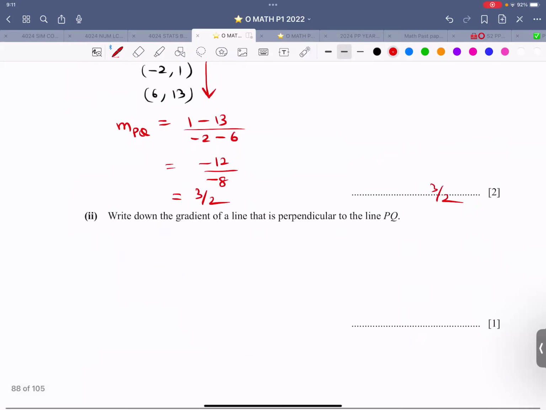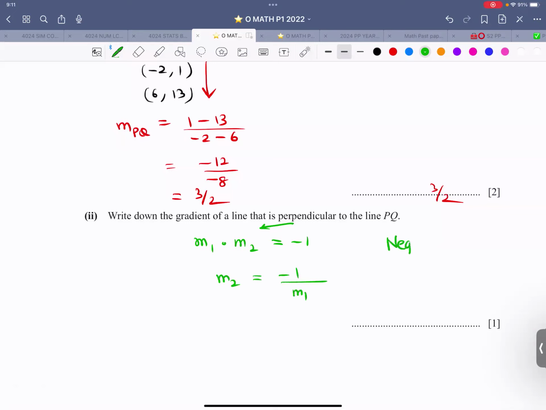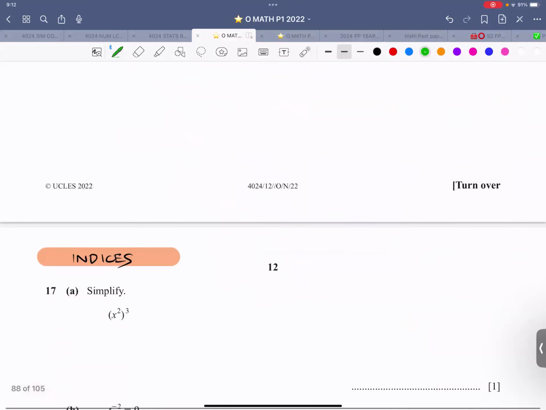Nothing is done. Write down the gradient of a line that is perpendicular to this. So the rule: if two lines are perpendicular, the gradients multiply to give you -1. In other words, one gradient is the negative reciprocal of the other. Remember these words, negative reciprocal. So reciprocated, it becomes 2/3. Since it was positive, there is a negative sign over here. So this question number 16 is done.